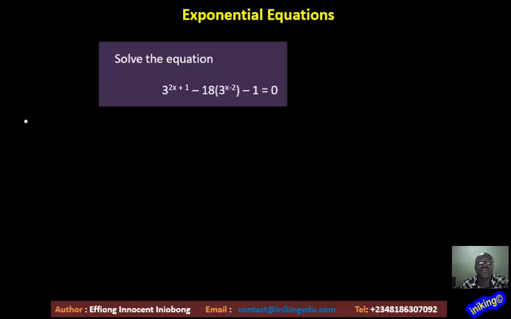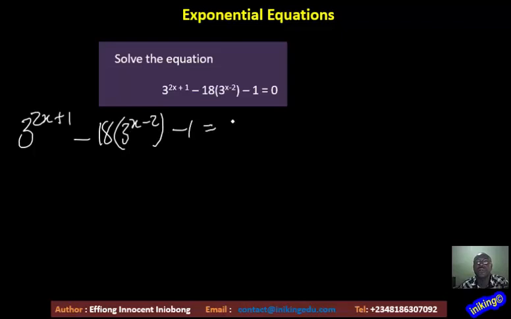Here we have 3 raised to the power 2x plus 1 minus 18 into 3 raised to the power x minus 2 minus 1 equal to 0. Of course, you can see quietly that 3 raised to the power x appears to be our joker, but how do we get it out? First, I look at the first term.